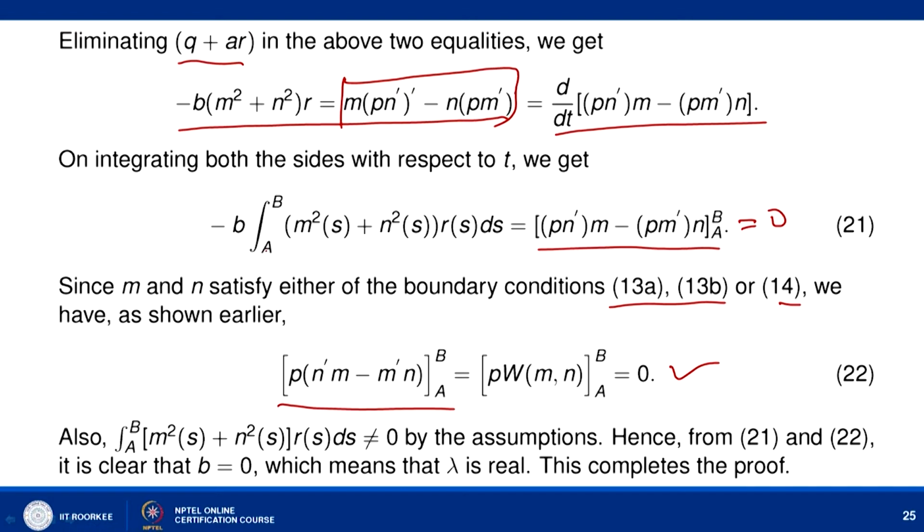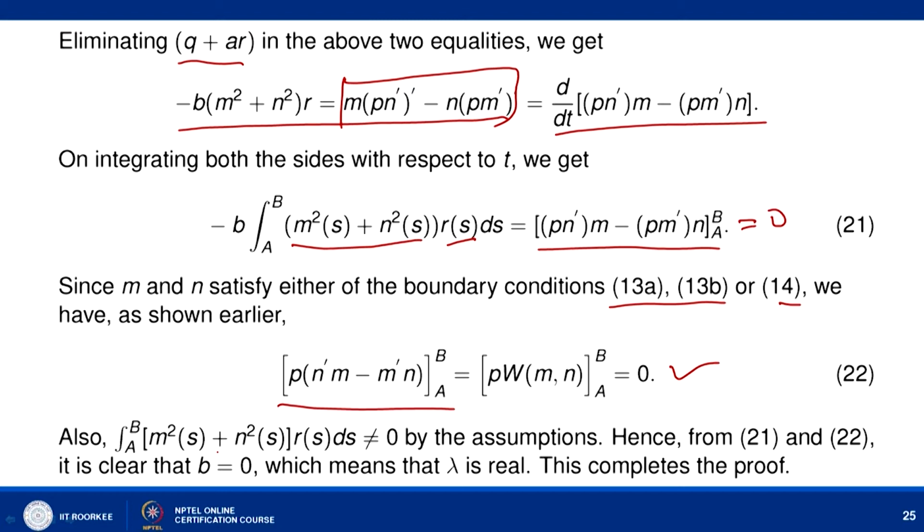So it means that minus b times the integral from a to b of m square s plus n square s times rs ds equals 0. Now if you look at the integrand, m square plus n square is all positive, and r is either positive or negative, but it cannot be 0. So the integral from a to b of m square s plus n square s into rs ds is non-zero, because we have assumed that r is never 0, either it is all the time positive or negative. So this quantity has to be either positive or negative depending on the sign of rs.